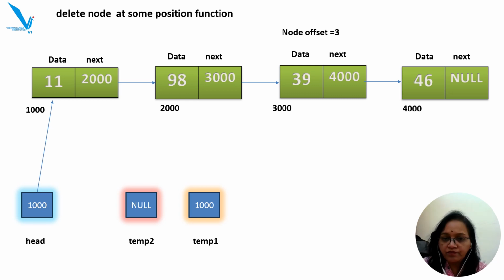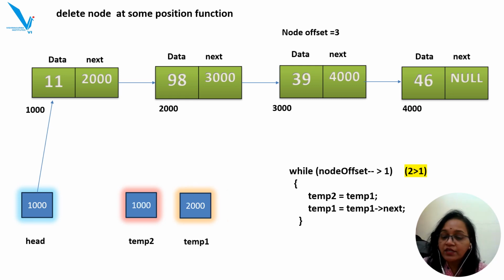Now what we have to do? We have to delete, sorry, we have to search the node at position 3. As you can see, the code is the same as that of your delete function, because in delete also we have to apply the search algorithm first. So while node offset minus minus greater than 1, what is your node offset? 3. So 3 minus minus is 2, 2 is greater than 1, the condition is true. So what you have to do? temp2 is equal to temp1. So what will go into temp2? 1000, which was previously the value of temp1. And what will go into temp1? temp1 is equal to temp1 of next. So what is temp1 of next?